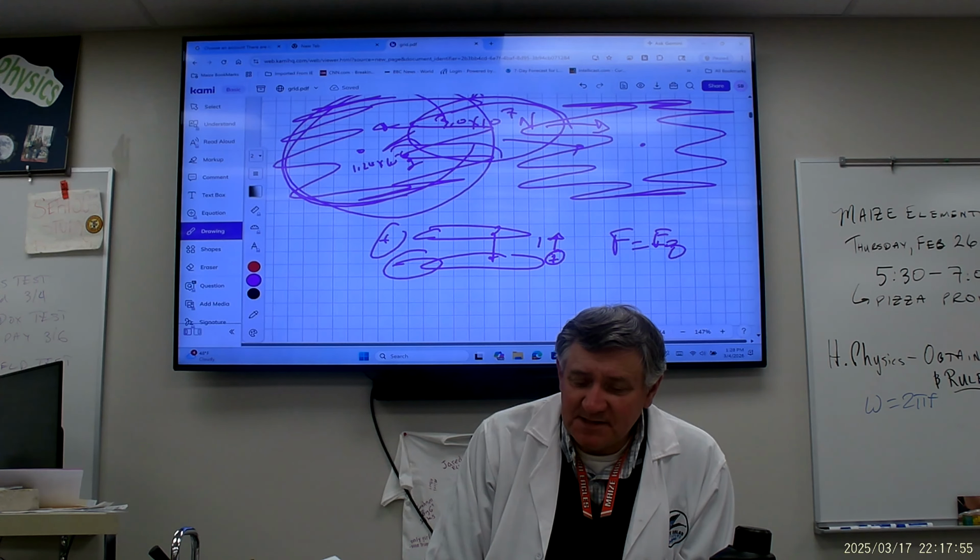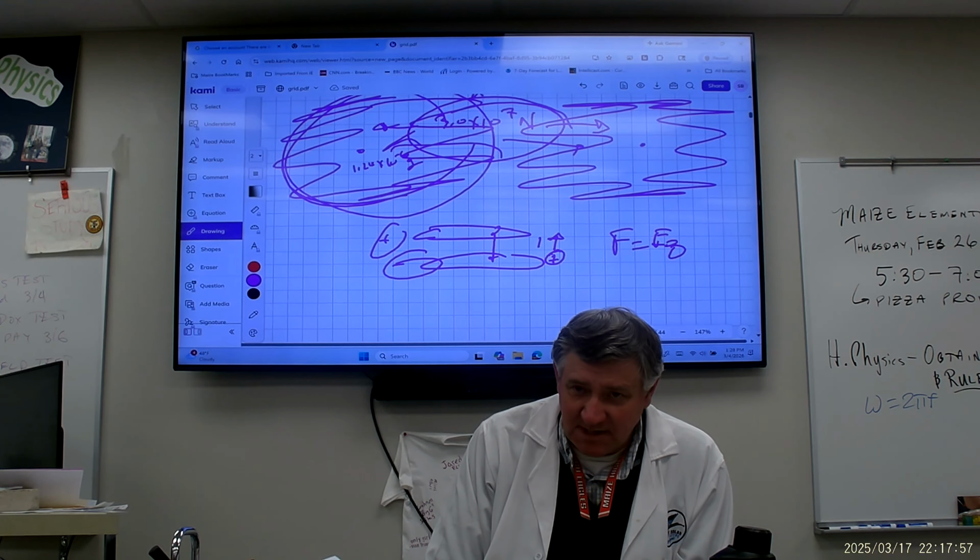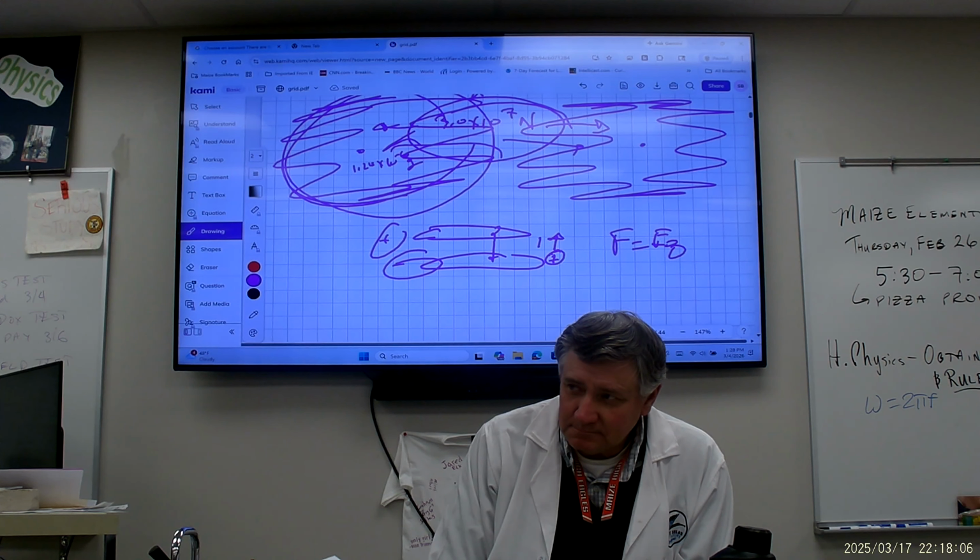Should be something times 10 to the 5th meters per second. What? 10 to the what? 10 to the 5th. Hold on. Something times 10 to the 5th. What units? Meters per second.